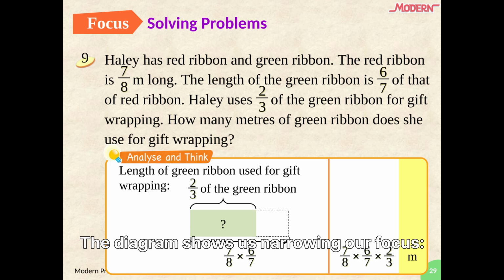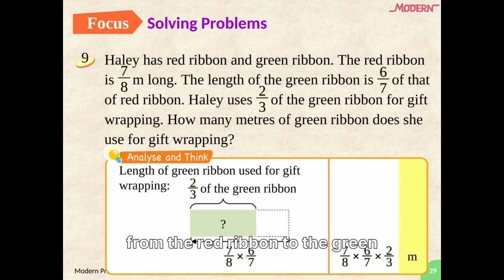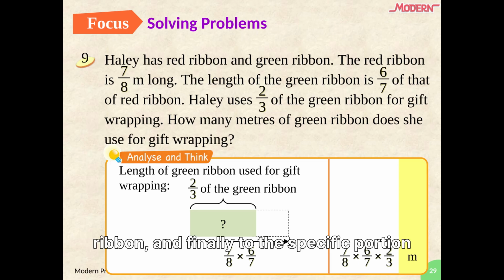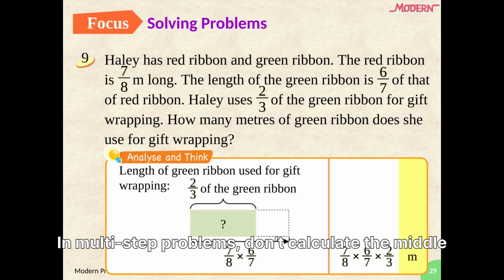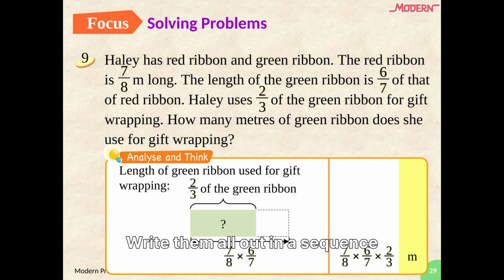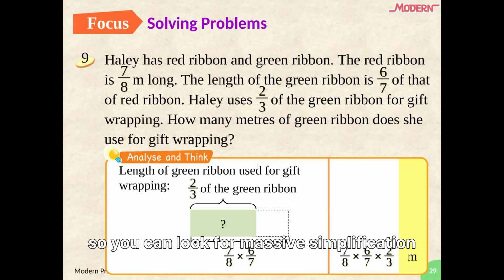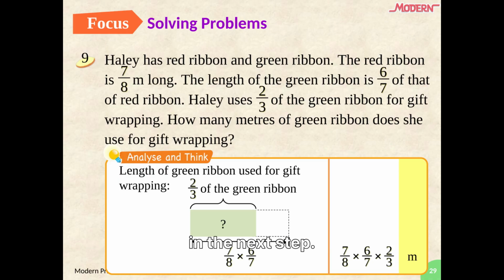The diagram shows us narrowing our focus from the red ribbon to the green ribbon, and finally to the specific portion used for wrapping. In multi-step problems, don't calculate the middle steps. Write them all out in a sequence so you can look for massive simplification in the next step.